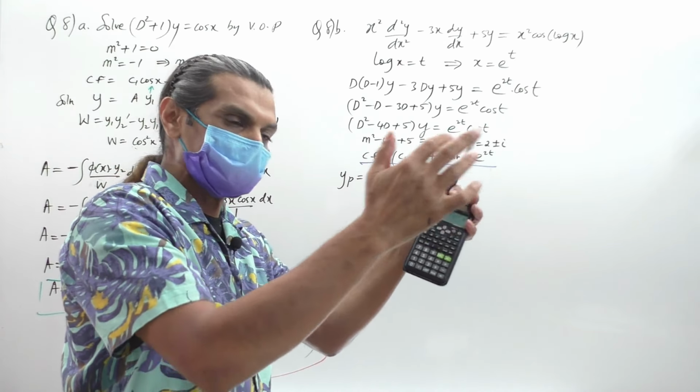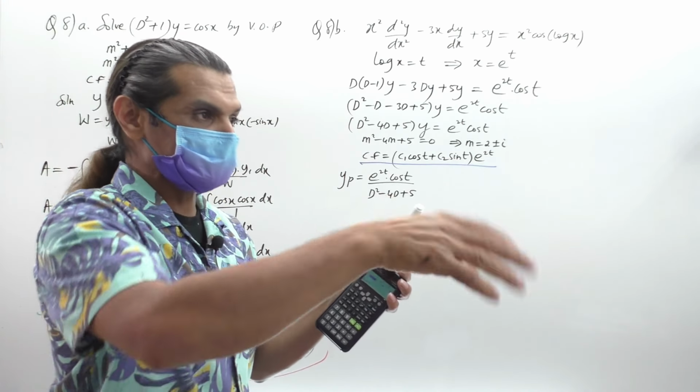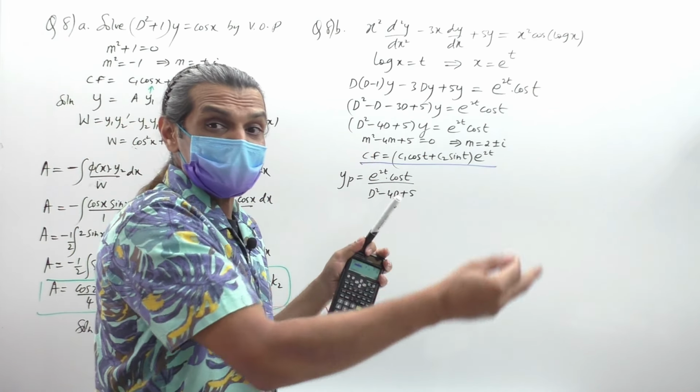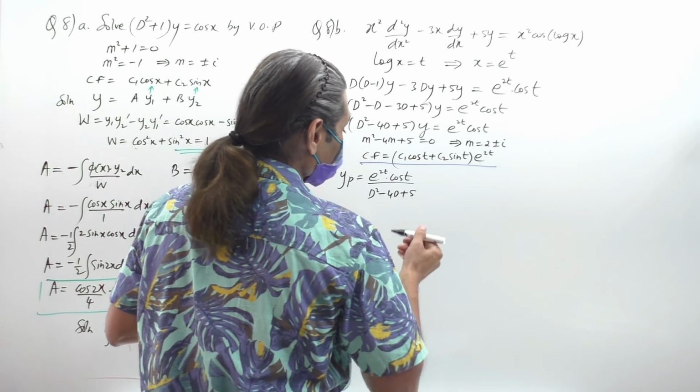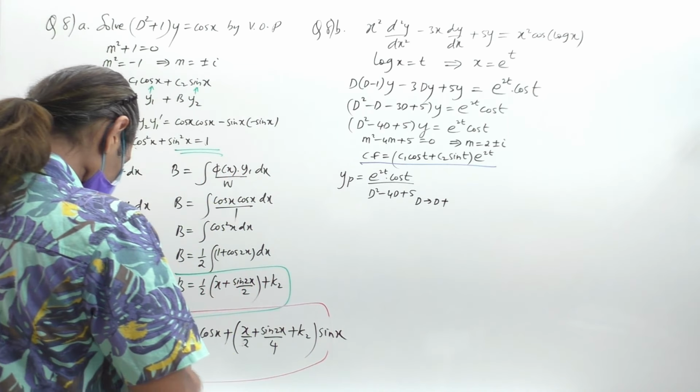Plain e raised to x means type 1, replace d by a. Plain sin or cos means type 2, and plain algebra, a polynomial like x square or x cube, means type 3. So when e raised to x is multiplied by something, that means type number 4. In type number 4 we replace d by d plus a. Which a? See this a.